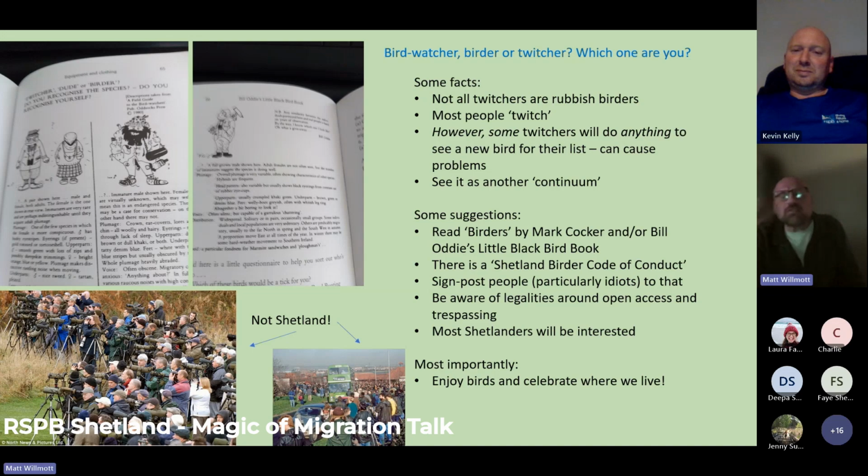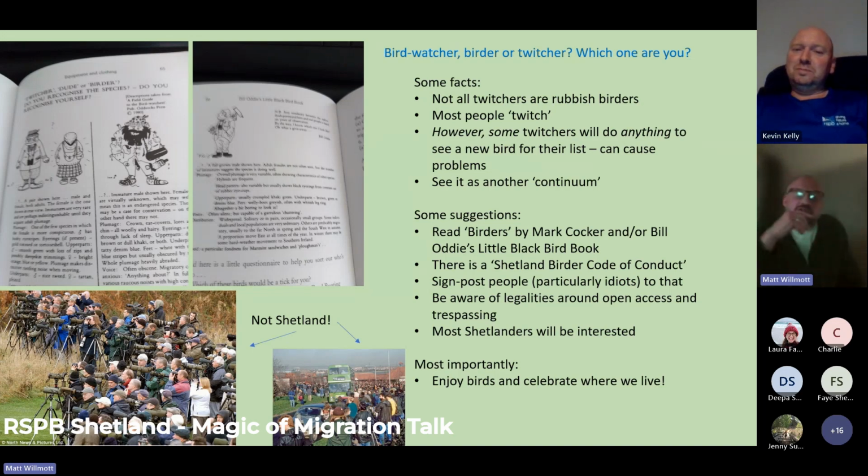And again, some suggested reading, really. There's a really good book by Mark Cocker called Birders, which really explains what makes birders and twitchers in particular tick, and where their motivation comes from. That's really a nice book. And then rather more light-hearted is one of Bill Oddie's first books, his Little Black Bird book. It's hilarious. He's got some really nice illustrations of his own, some tongue-in-cheek things around different types of bird watcher.